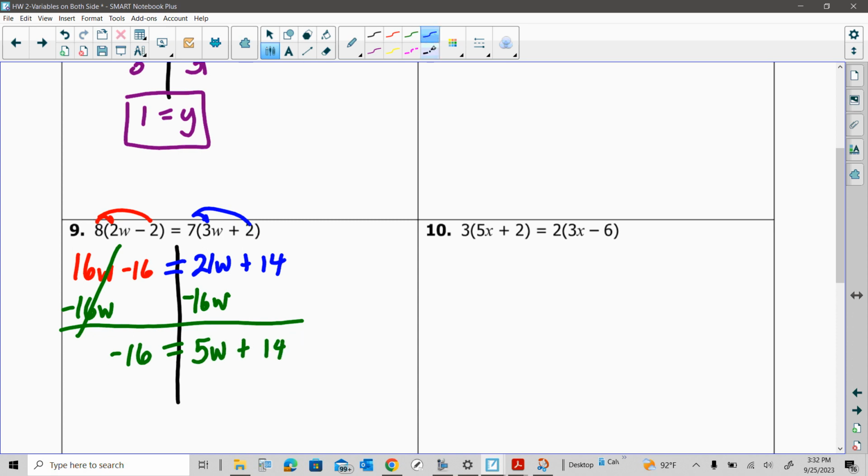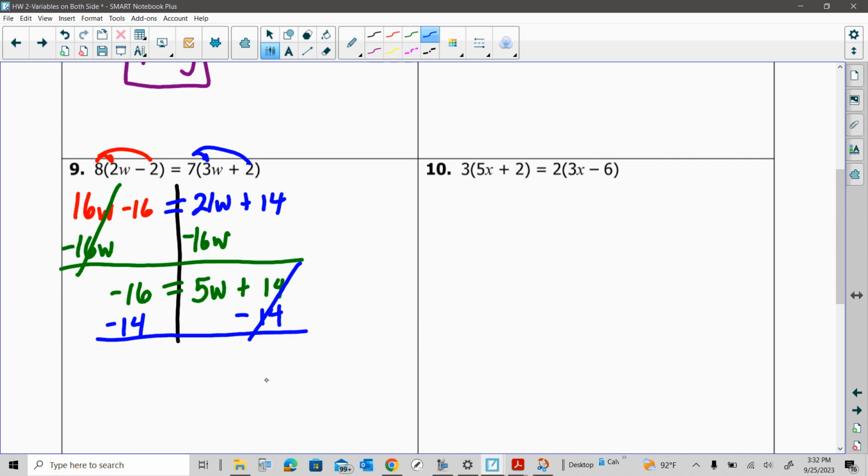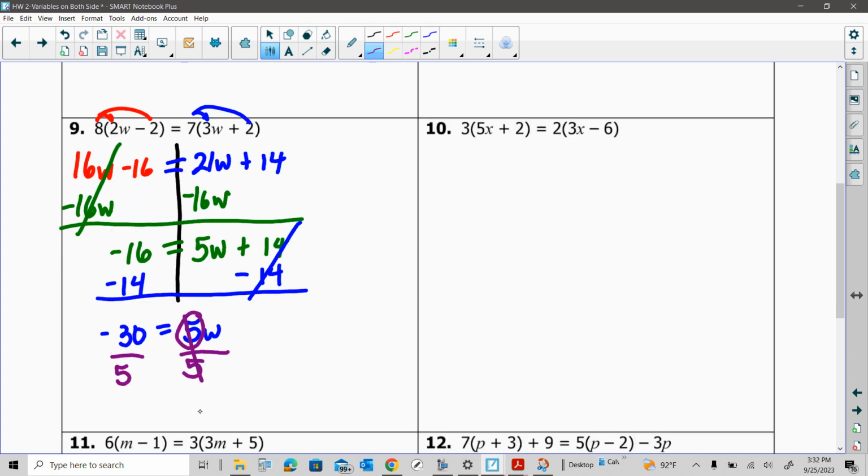Now we want to get rid of our constant, the plus 14, by doing the opposite. So minus 14, minus 14. The constant cancels on the right side, leaving us with negative 30 equals 5w. Our coefficient is 5, so we're dividing both sides by 5, canceling that coefficient, getting negative 6 equals w.